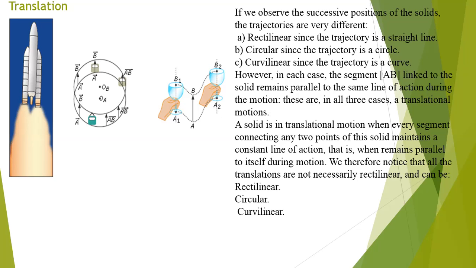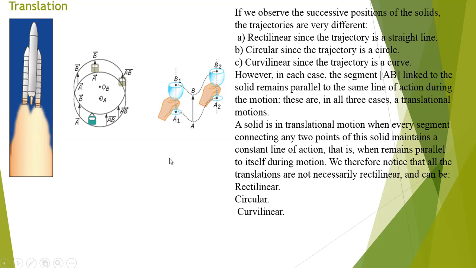In the first situation, we are going to study translation. If we observe these three figures, figure 1, 2, and 3: in figure 1, a rocket describes a rectilinear path, while in figure 2, the solid represented by the vector AB describes a circular path, and in figure 3, this solid describes a curvilinear path.